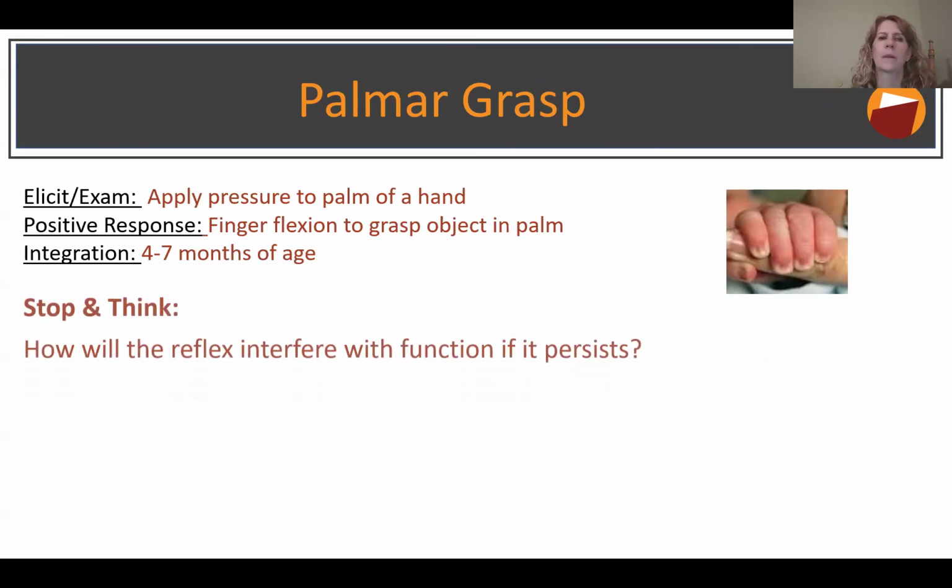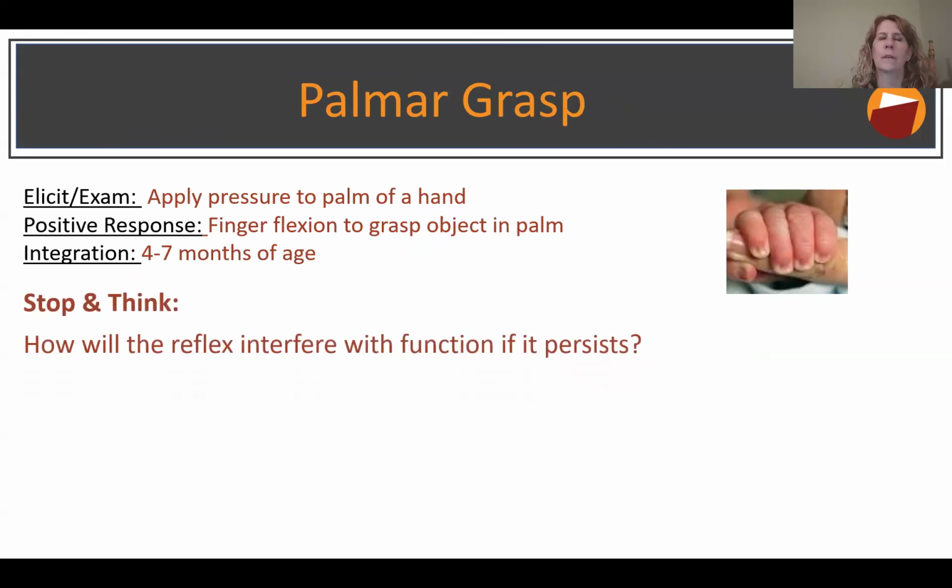Okay. How's it going to interfere? Yes, it's going to interfere with fine motor. Absolutely. They don't have voluntary grasp and release. Whatever you put in their hand, they grasp, and then sometimes they can't release it. What gross motor issues are we going to have? Will it affect gross motor? Absolutely. What are they going to struggle with gross motor wise?